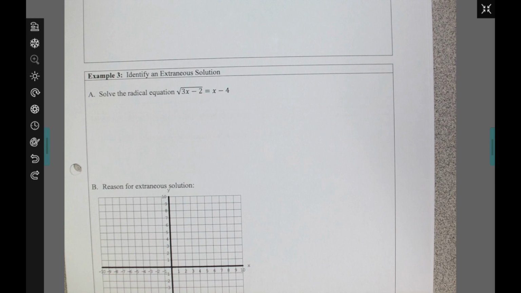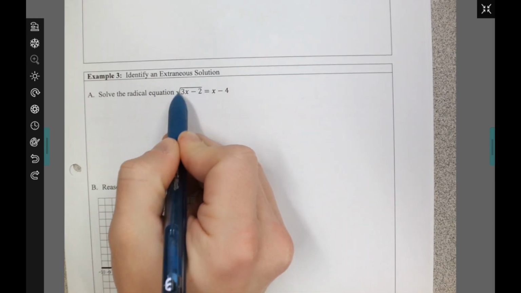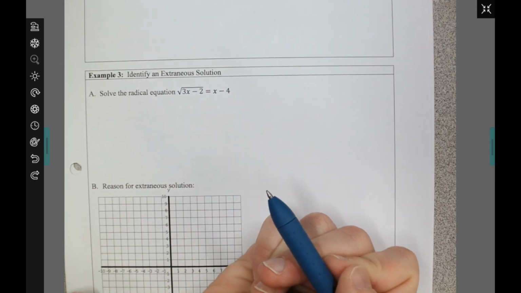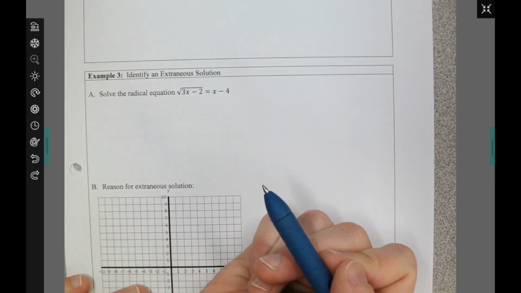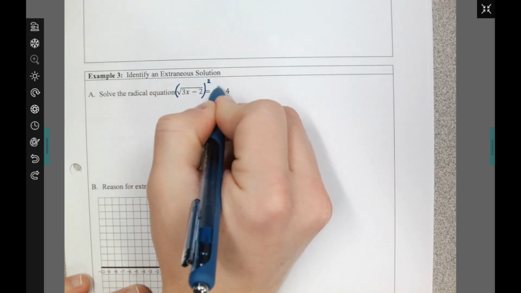Example 3 brings up the reason why we're actually checking our solutions here, because we're going to run into extraneous solutions on these. So with this, you have to identify where a radical is. The radical is on the left-hand side, so it's already by itself. There's nothing else with it on the left-hand side. In order to solve, we need to make that radical go away. Opposite of a square root, squaring.